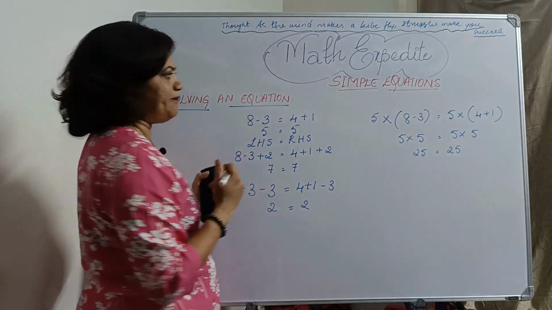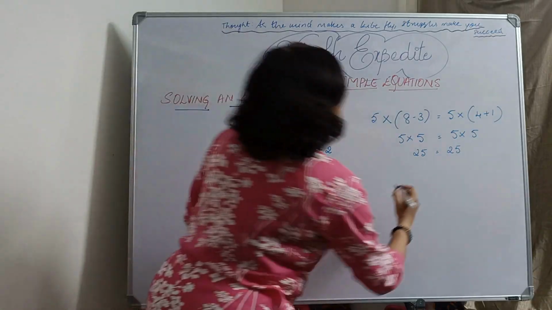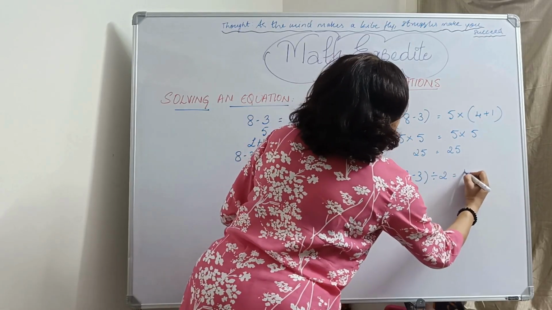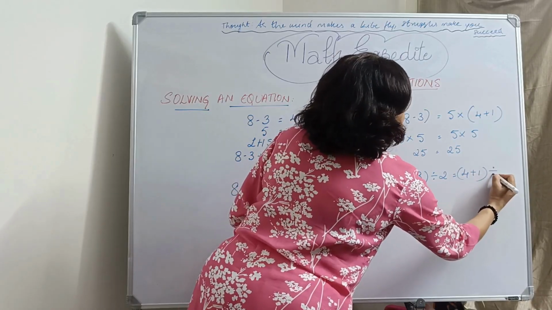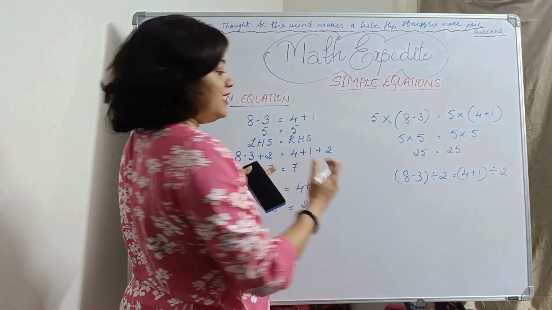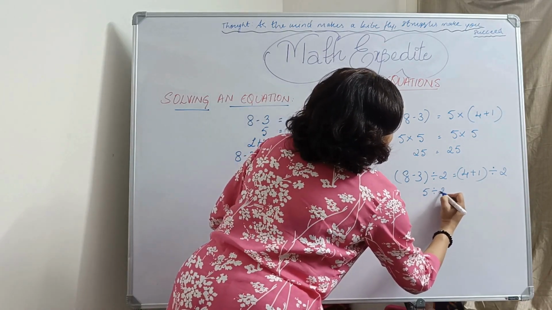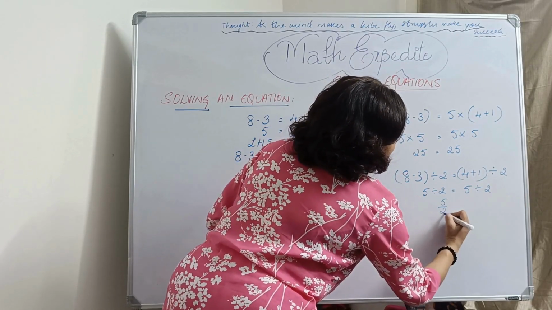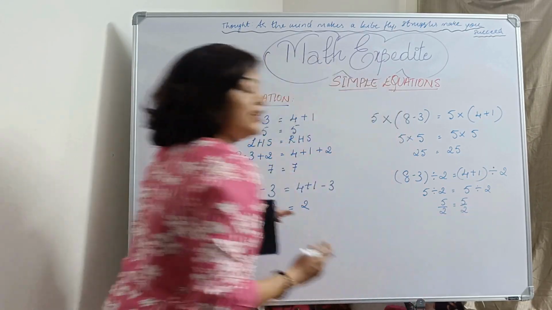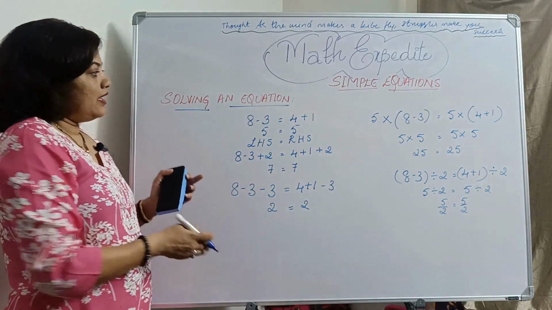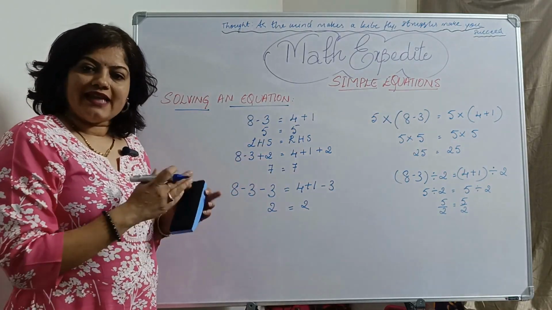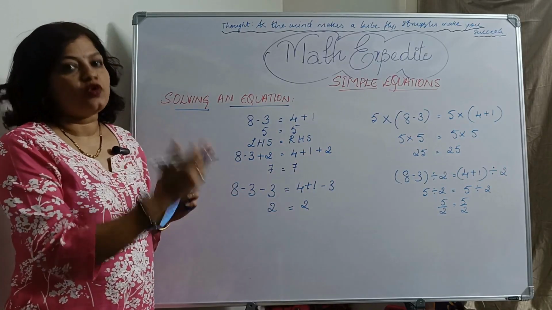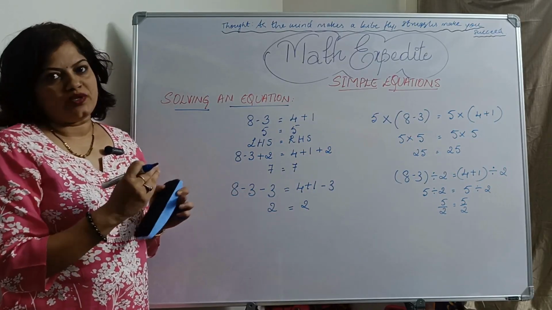Now let us divide and see. Let us divide by 2. So 8 minus 3 divided by 2 equals 4 plus 1 divided by 2. 8 minus 3 is 5, so 5 divided by 2 equals 4 plus 1, which is 5, divided by 2. How do we write this? 5 divided by 2 equals 5 divided by 2. Again equality holds. So we can say that if we add, subtract, multiply or divide by the same number on both the sides, the equality still holds.